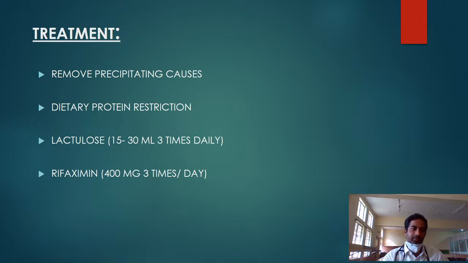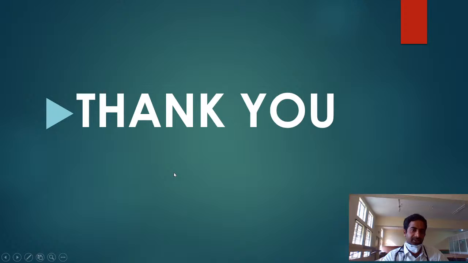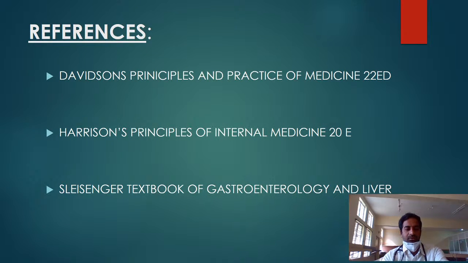Treatment: you mainly remove the precipitating causes like dehydration and constipation, and avoid giving him drugs. Dietary protein restriction as well. So you restrict the protein and give him lactulose, mainly a stool softener to prevent constipation, at least 15 to 30 ml. You have to give it 3 times daily. Okay, and give rifaximin. The dose is around 400 mg 3 times a day. Okay. All right. Thank you.